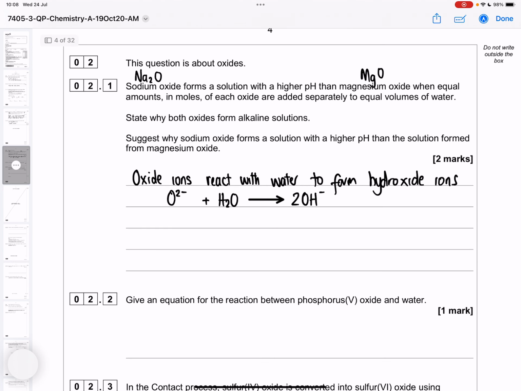And then the reason why sodium oxide is more alkaline is that sodium hydroxide that's formed is much more soluble than magnesium hydroxide, and so releases more hydroxides into the solution. Remember that key statement that magnesium hydroxide is sparingly soluble.